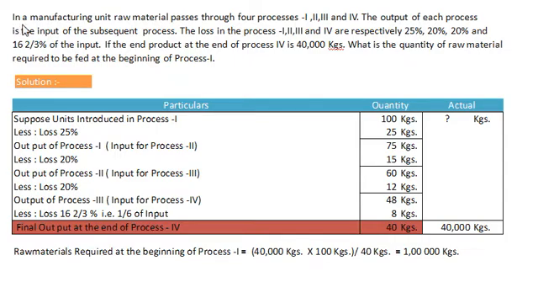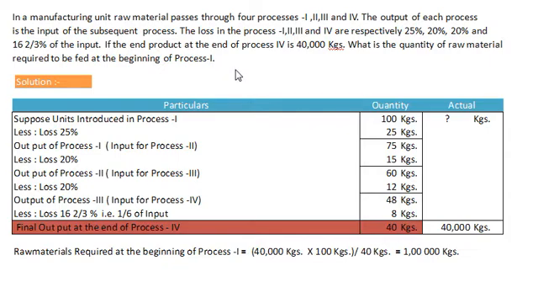Here is the question. In a manufacturing unit, raw material passes through 4 processes 1, 2, 3 and 4. The output of each process is the input of the subsequent process. The loss in the process 1, 2, 3 and 4 are respectively 25%, 20%, 20% and 16 and 2/3 percentage of the input. If the end product at the end of process 4 is 40,000 kilograms, what is the quantity of raw materials required to be fed at the beginning of process 1?